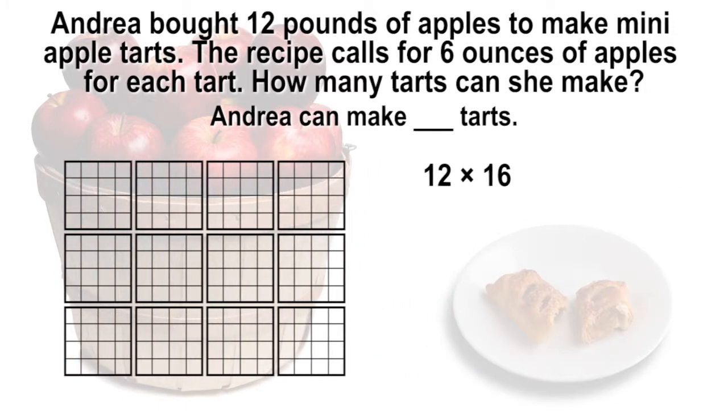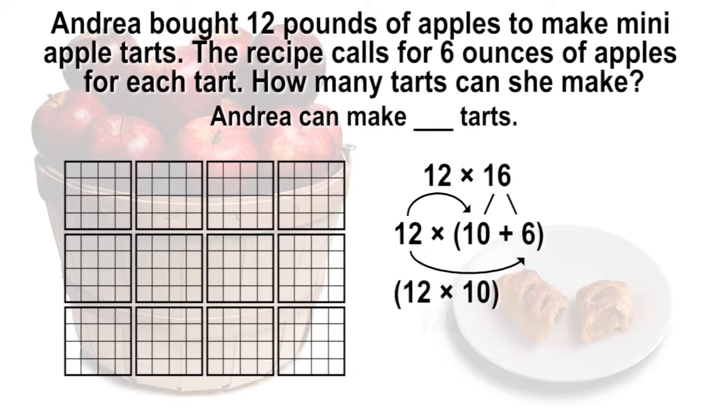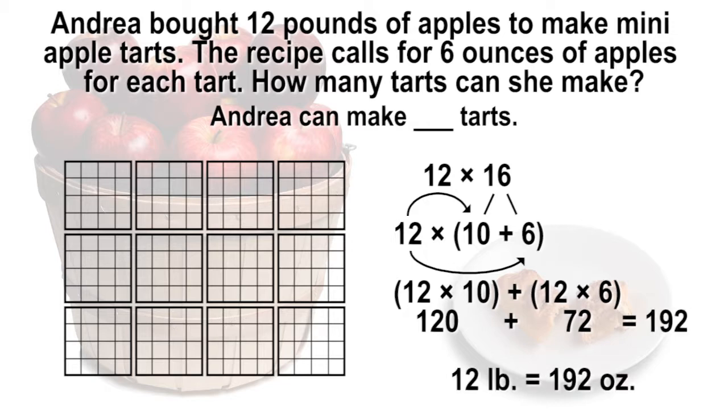We can see that there are 16 ounces 12 times, so this would be 12 times 16. Using what we learned in our multiplication unit, we will solve this with the distributive property. Understanding that 16 has 1 ten and 6 ones, it is the same as 10 plus 6. We need to multiply both the 10 and the 6 by 12 to find the product. So, 12 times 10 is 120, and 12 times 6 is 72. When we add those numbers together, the total is 192. So 12 pounds is equal to 192 ounces.